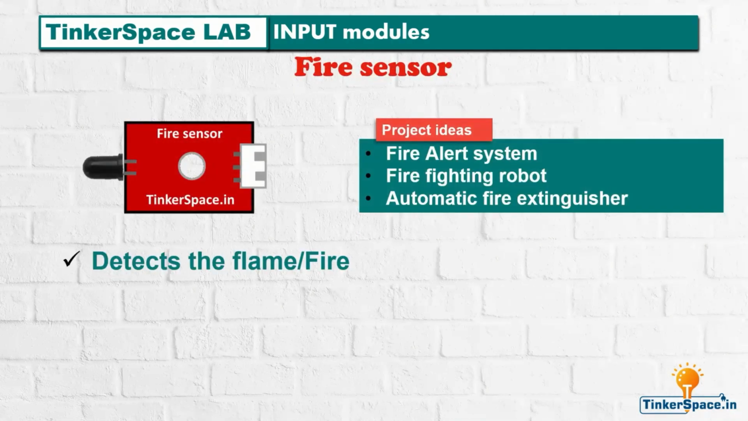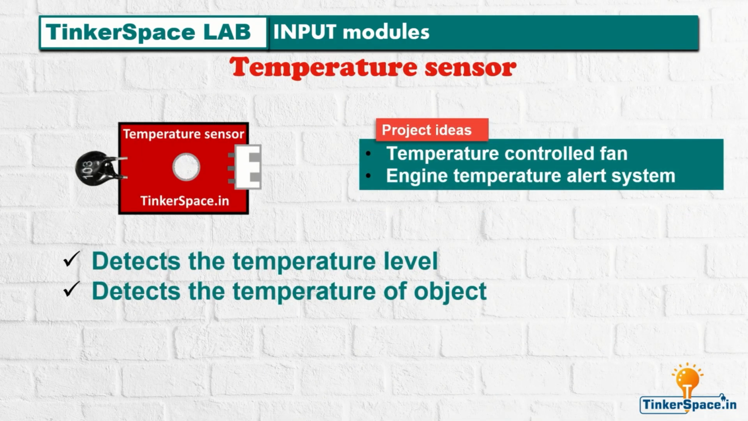Next is a fire sensor. In fire sensor, IR photodiode is a sensing element. It detects the flame or the fire, and we can use this sensor in projects like fire alert system, firefighting robot and automatic fire extinguisher. Then comes the temperature sensor. In temperature sensor, thermistor is the sensing element. It is used to detect the temperature level and temperature of an object. We can use this sensor in projects like temperature controlled fan, engine temperature alert system, etc.